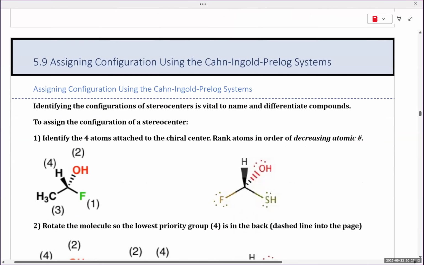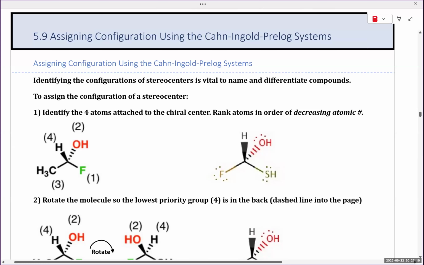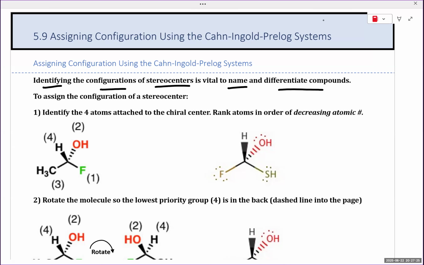Let's now discuss the process of assigning configuration using the Cahn-Ingold-Prelog system. Identifying the configurations of stereocenters is vital to name and differentiate compounds. To assign the configuration of a stereocenter, first and foremost, identify the 4 atoms attached to the chiral center. You're going to rank the atoms in order of decreasing atomic number, where the largest atomic number gets priority 1.